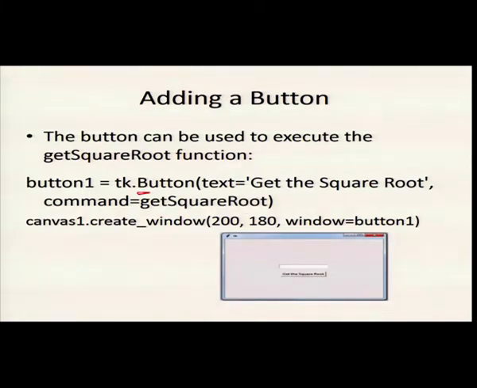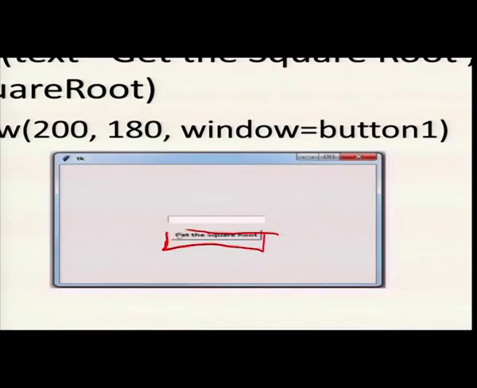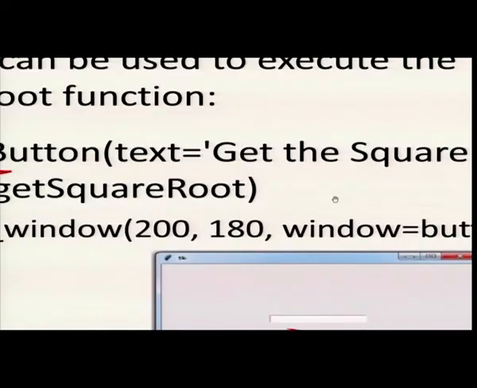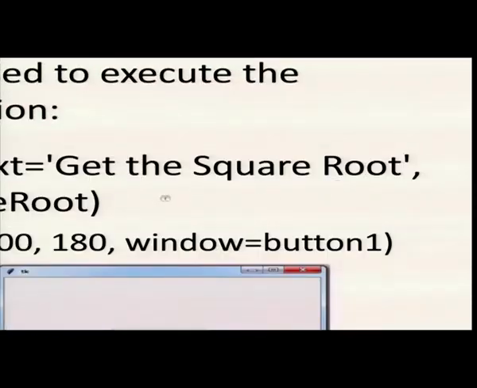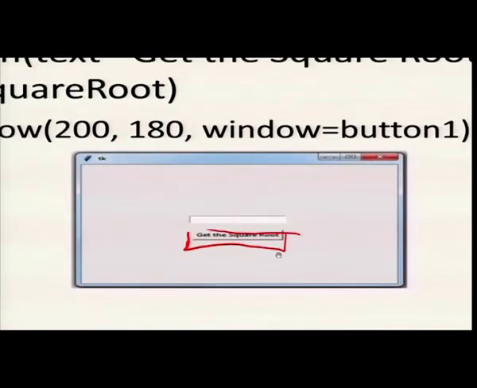What is this get square root? It is the name of the function. canvas1.create_window 200, 180, window equal to button1. Button1 is created, and in the created button you can see the text, get the square root, which was written over here. So, you could see over here.